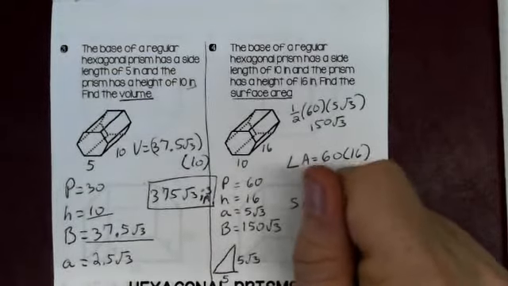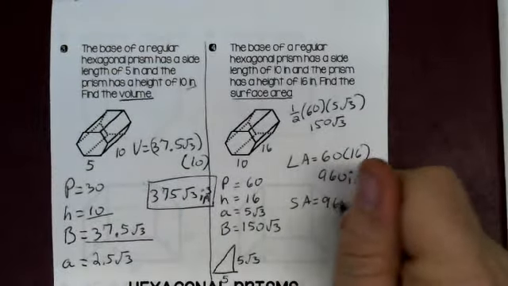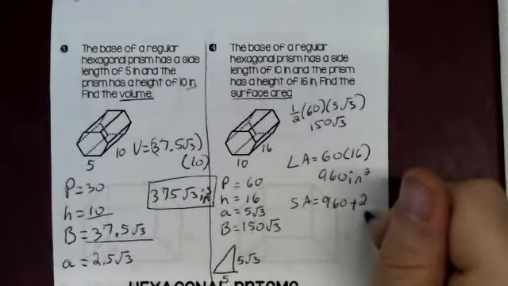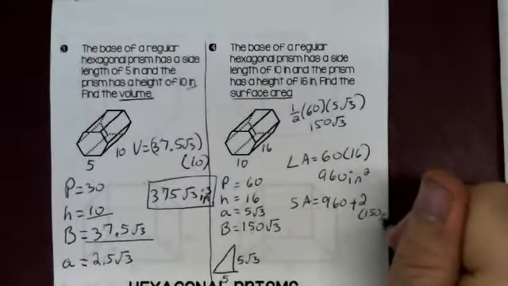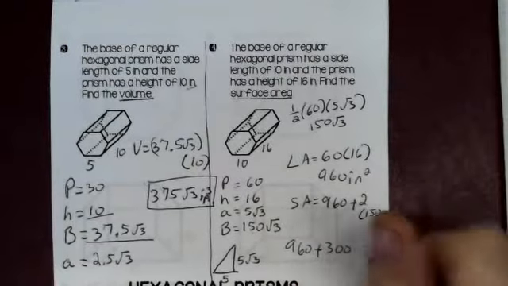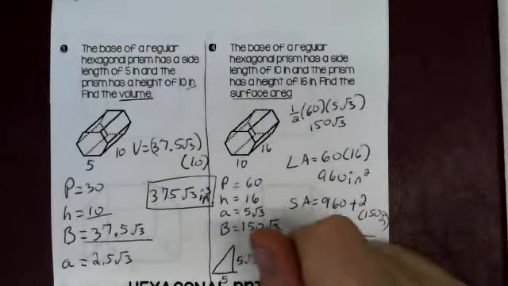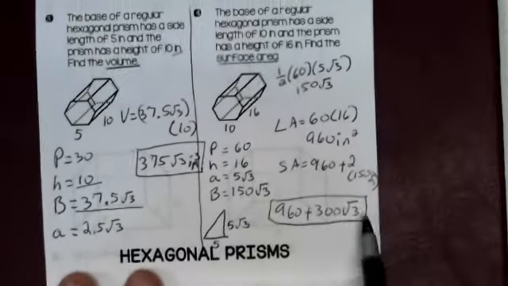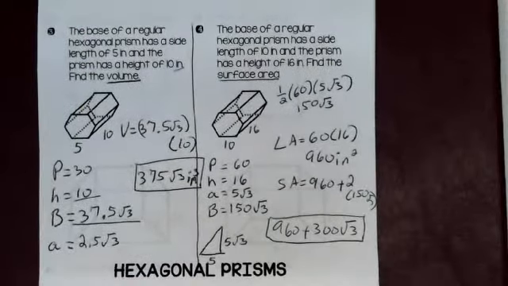And now for our total surface area, we're going to take the same number, 960, and add twice the area of the base, 2 times 150 square root of 3. And so we get 960 plus 300 square root of 3. Again, this is the exact total surface area, and so we're going to leave it in exact terms. If you needed to figure out what this was approximately, you could go ahead and just type this into a calculator, and it would give you a number for you to be able to work with.